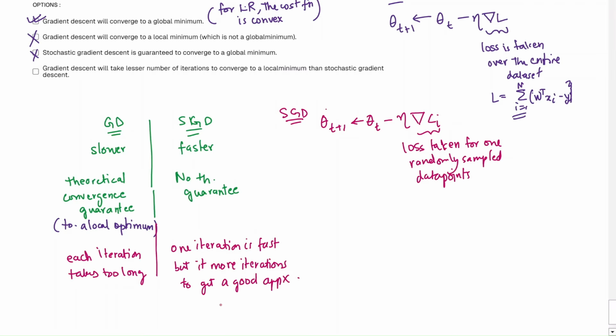So the trade-off is between, because see, in stochastic gradient descent, we are only taking the gradient of the loss over one data point. So definitely one iteration will be very fast. But again, it needs to capture a lot more data in order to be good enough. That is why it takes more iterations. So the last option is also correct, because gradient descent takes lesser number of iterations, although overall it may be slower.